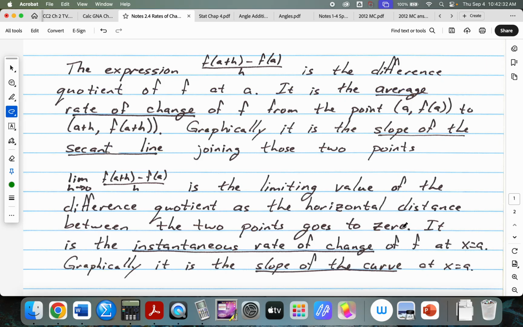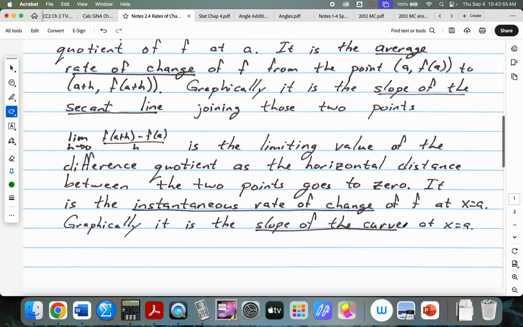Now, when we take the limit as h goes to 0 of the difference quotient, what's happening is the horizontal distance between the 2 points is going to 0, which means that the actual distance between the 2 points is also going to 0. It's the instantaneous rate of change of f at a. Graphically, it's the slope of the curve at x equals a, or we can also say the slope of the tangent line.